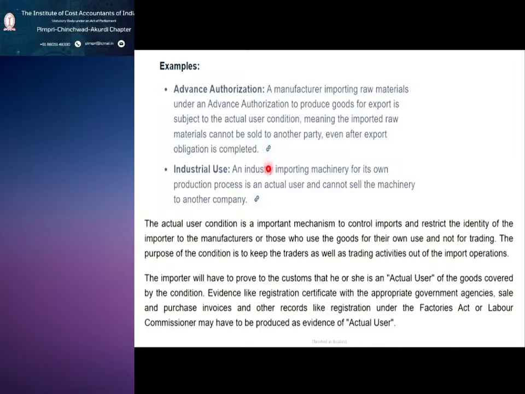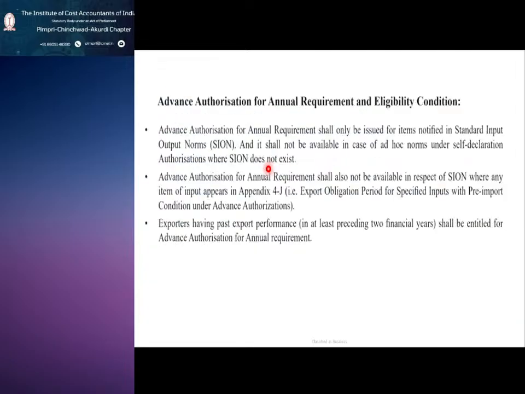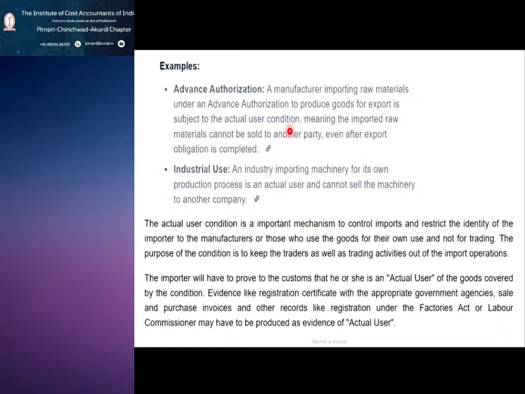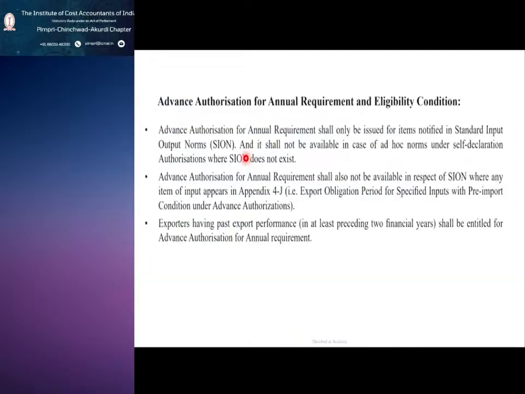It doesn't mean that, okay, I have already exported the 500 numbers I mentioned at the time of obtaining the license, now all those 500 units manufacturing is completed, and whatever raw material is lying at my end, I can go and sell it. It clearly says the raw material cannot be sold to another party even after the export obligation is completed. So that is very important here.